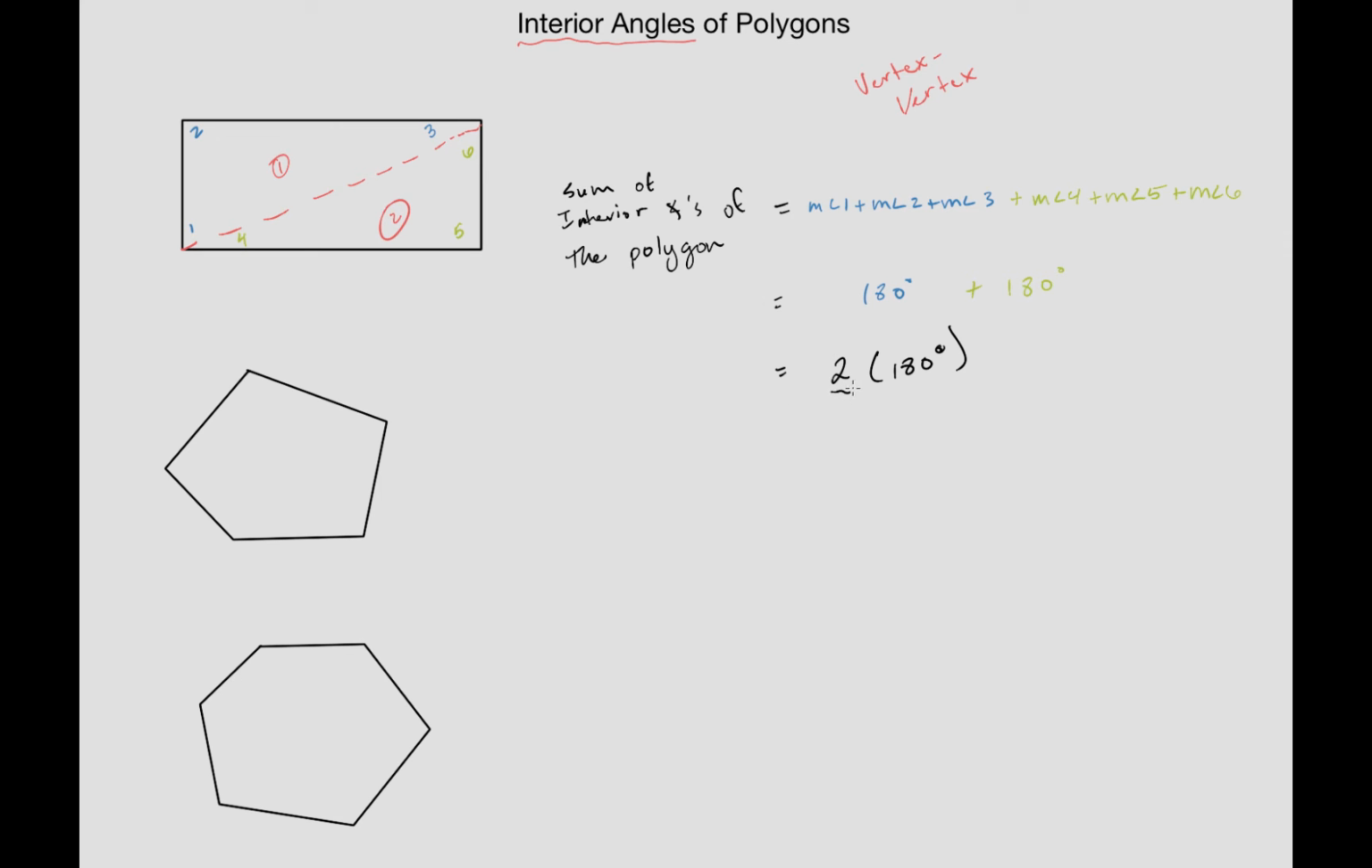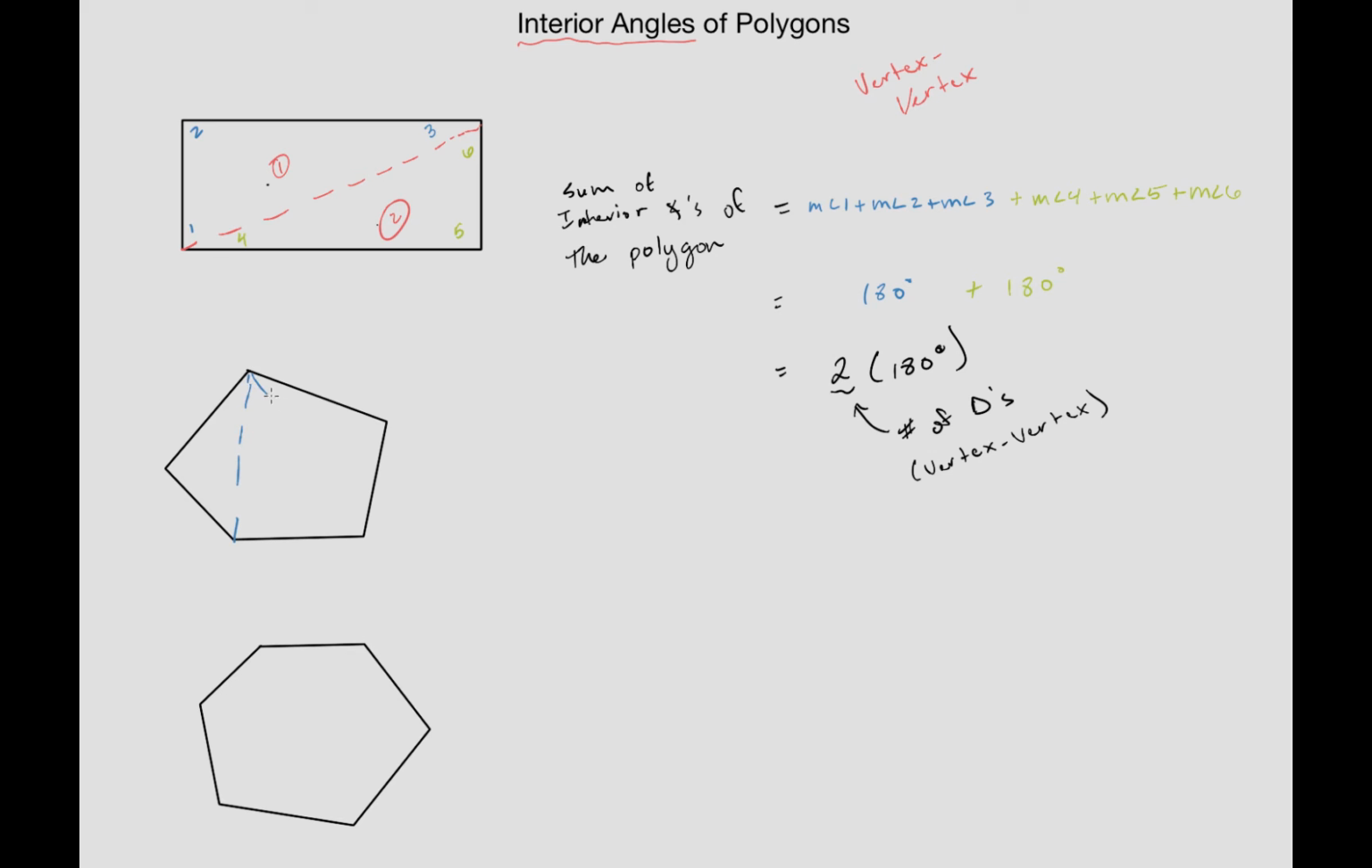Where might that 2 come from? Well, if I look here, there's 1, 2 triangles there. That's pretty cool. And so what it looks like is this 2 is really just the number of triangles when we break up using the vertex to vertex method, and we take that polygon and we just cut it up into triangles.